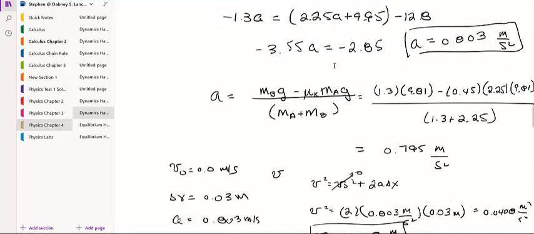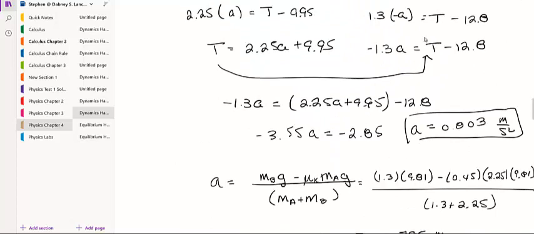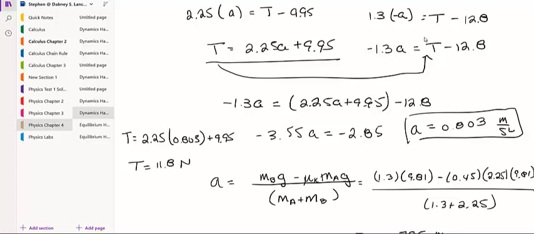And then finally, to calculate the tension, all we have to do is go up to this equation. So tension is equal to 2.25 times 0.803 plus 9.95, which is equal to 11.8 newtons.